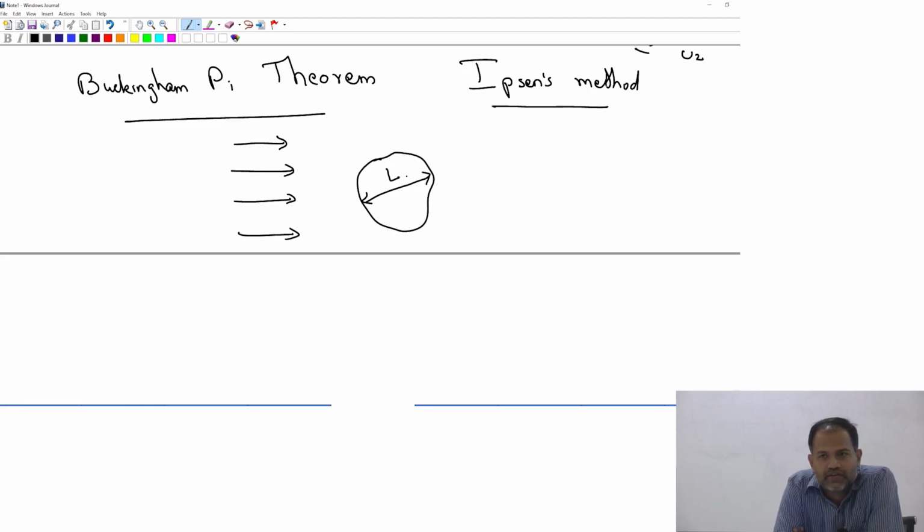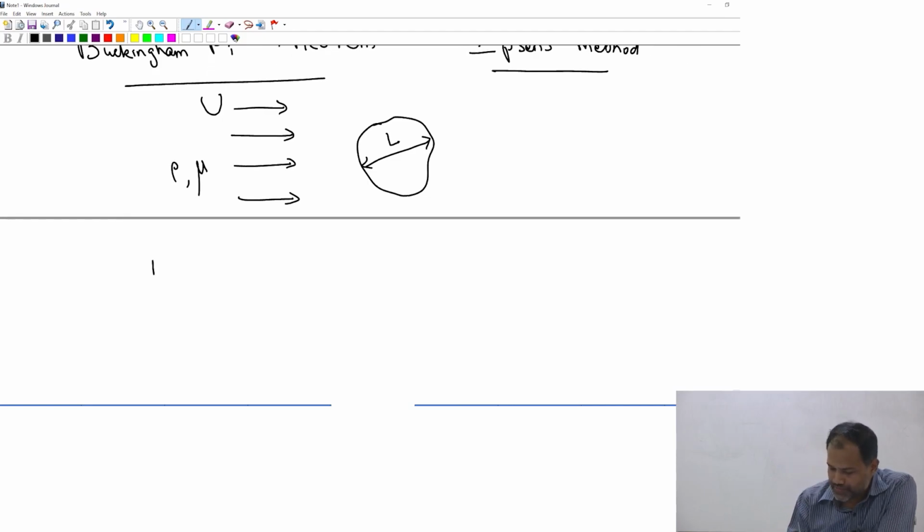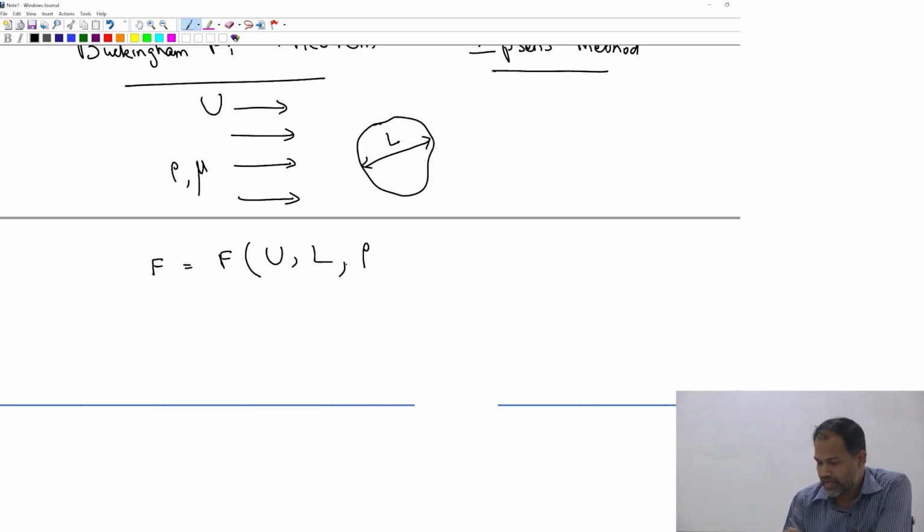We even hypothesized a form for that, right? So let's say that if the fluid is coming with a velocity u and the fluid has a density rho and viscosity mu, then we said the force will be a function of the velocity with which the fluid is coming, the size of the object, the density of the fluid, the viscosity of the fluid, and so on, right?